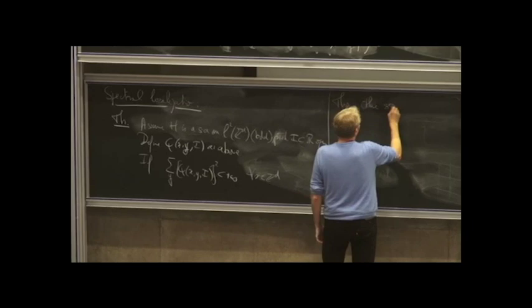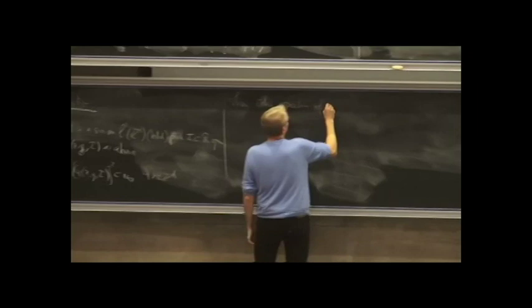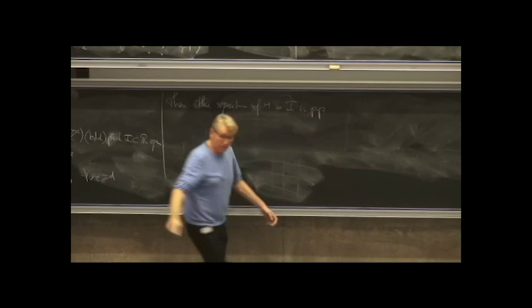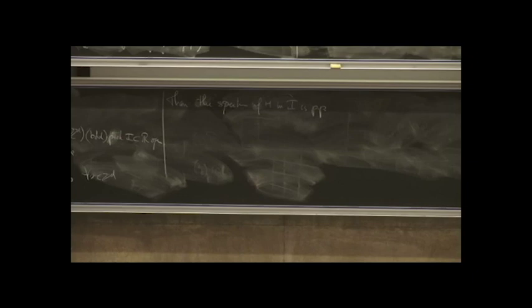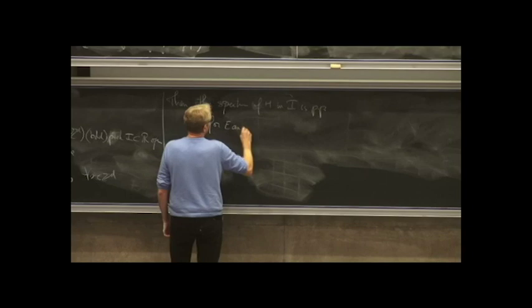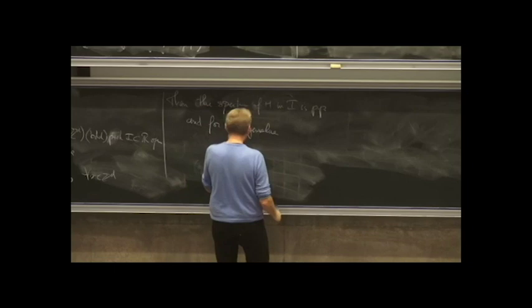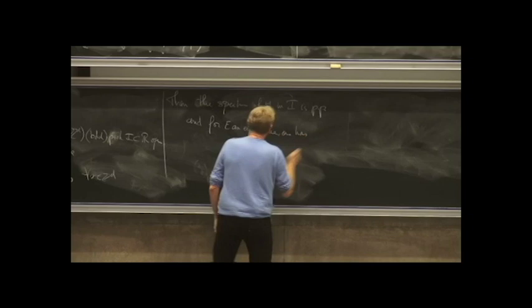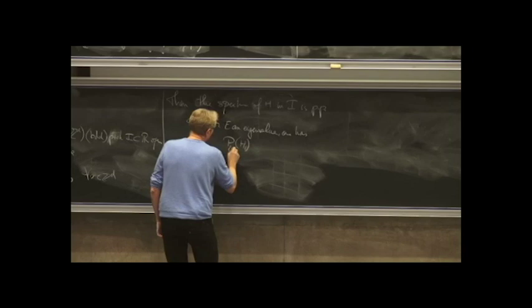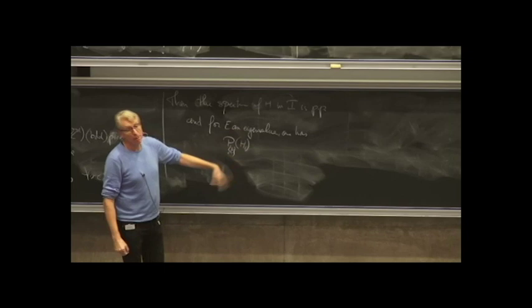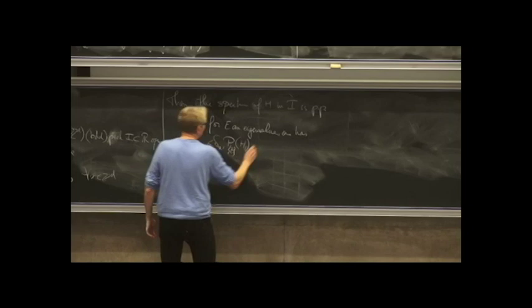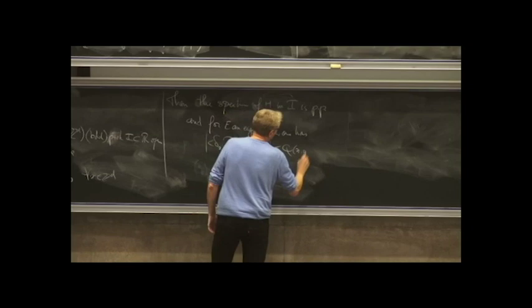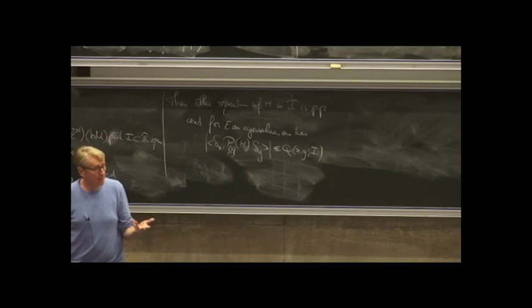then the spectrum of H in I is pure point, meaning it's only eigenvalues. You have only eigenvalues, and for E an eigenvalue, one has, well, if I look at the spectral projector of H on this eigenvalue, so I don't assume that it's simple, this thing could be a projector of rank larger than one. You look at its matrix elements. This is bounded by Q(x, I, y). So if you have a bound on the correlator, you have a bound on this eigenprojector.